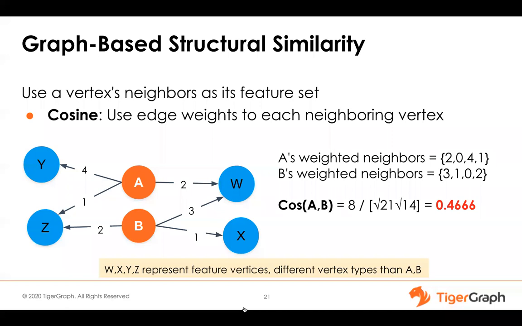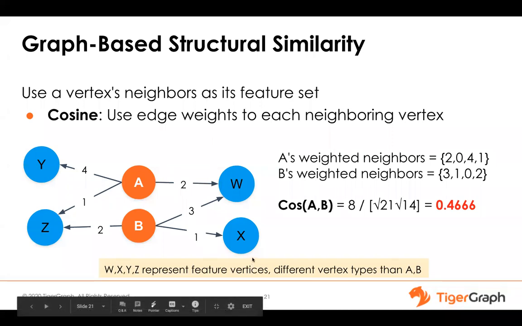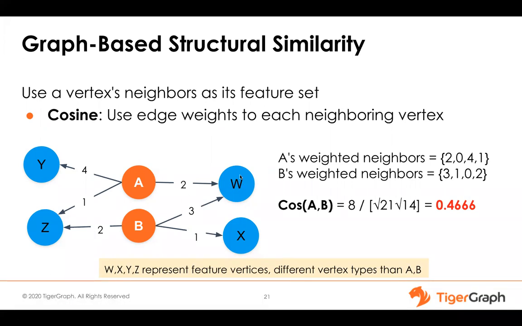Now let's, using the same graph, apply cosine similarity. The difference here, of course, is that now we're using the edge weights, so we're going to pay attention to these weighted edges. If I define the vector as the weights to W, X, Y, and Z in that order, then A's weights are 2, and it has no connection to X, so that's a 0. Then its connection to Y is 4, and its connection to Z is 1.